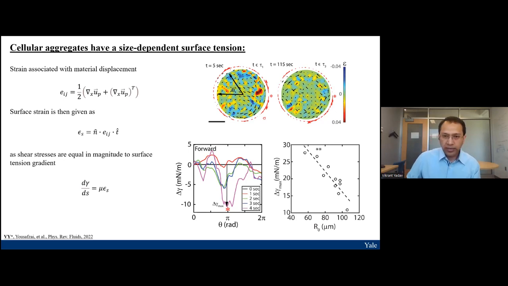I'll just keep running so that I do not run out of time quickly. So the idea is that we were able to find, again, the same kind of size-dependent surface tension behavior using a probe-independent technique.